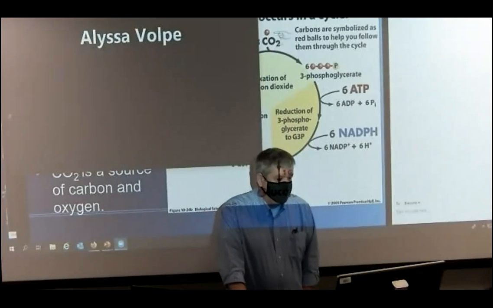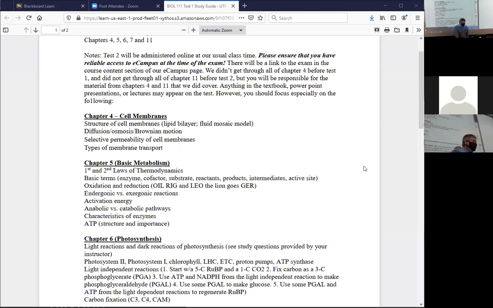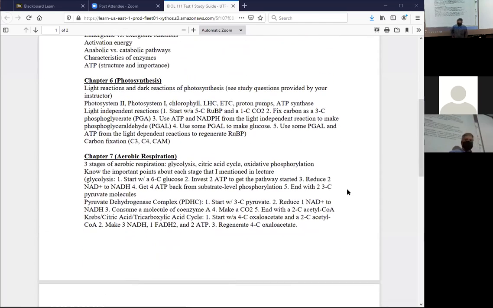So let's go back and look at the study guide. So are you guys good with chapter 7? It's a pretty difficult chapter as well. Do you have any questions on chapter 7? Glycolysis, PDHC, Krebs cycle, oxidative phosphorylation. You guys are good with all that? Anaerobic respiration? No questions on that?